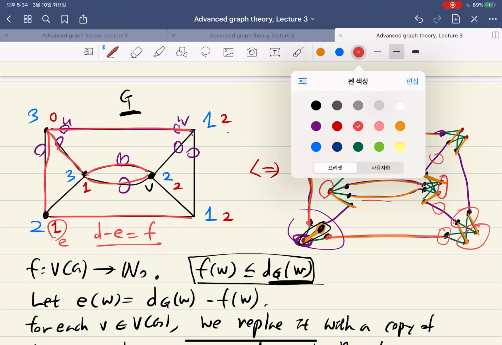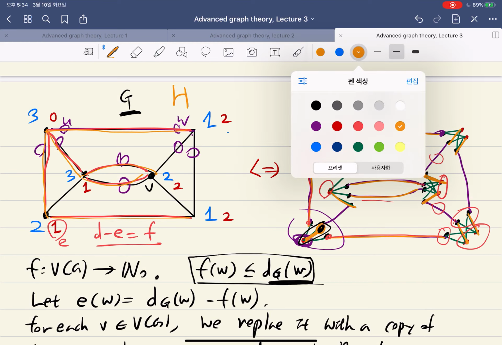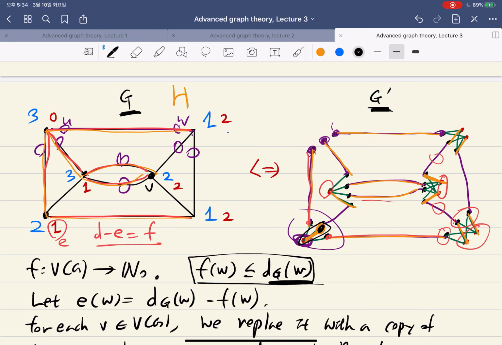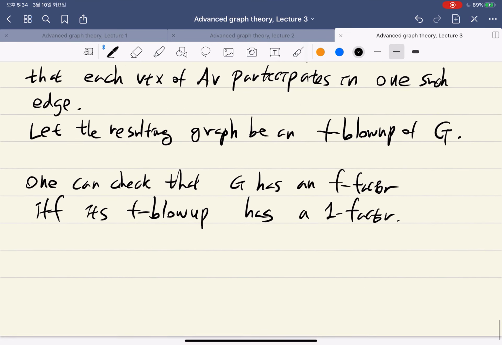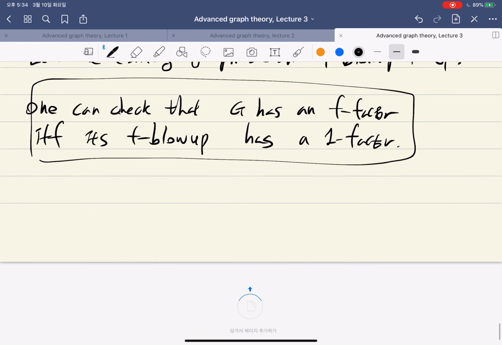So this specific graph is our H. In this H, this has degree 3, this has degree 1, this has 3, this has 2, this has 2, this has 2, exactly the degree d minus x, which is f. So it's not difficult to check that G has an f factor if and only if its f blow-up has a one factor.